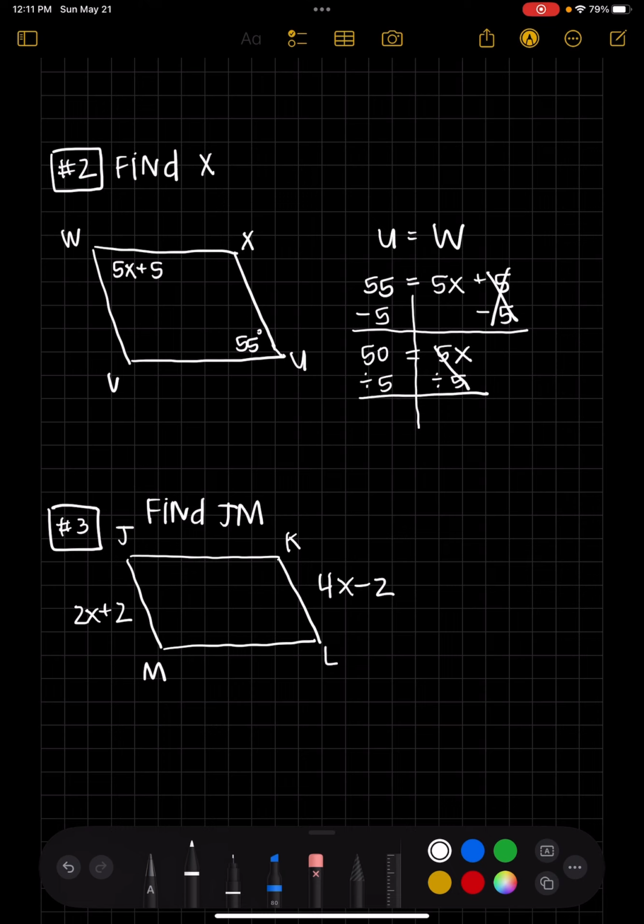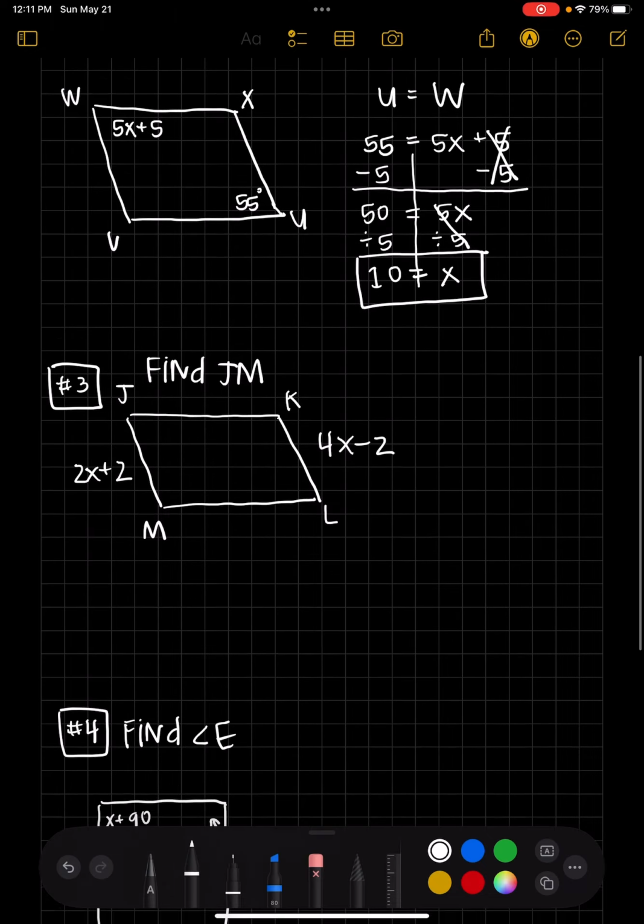The 5's cancel out over here, we're just left with x, and then 50 divided by 5 gives me 10. So I know that x is equal to 10, and that's what I wanted to figure out, so that's my answer. All right, now let's look at the third example.